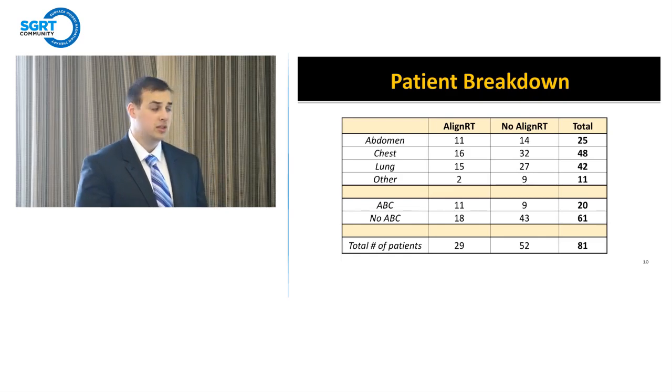And one other important thing to note is that a patient could be present in, let's say, ABC and abdomen and all patients. Similarly, they would be present in lung and chest, so you can have patients who are in multiple groups.